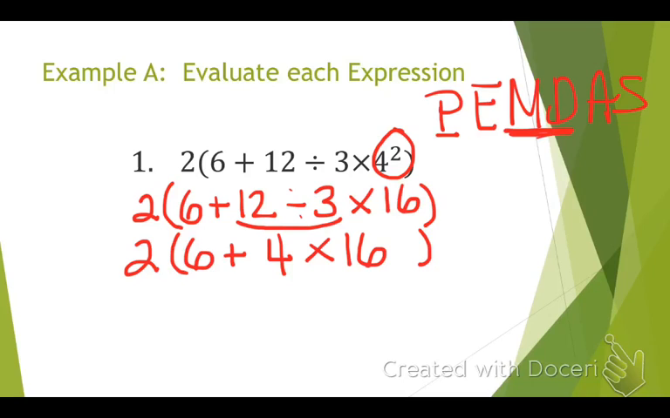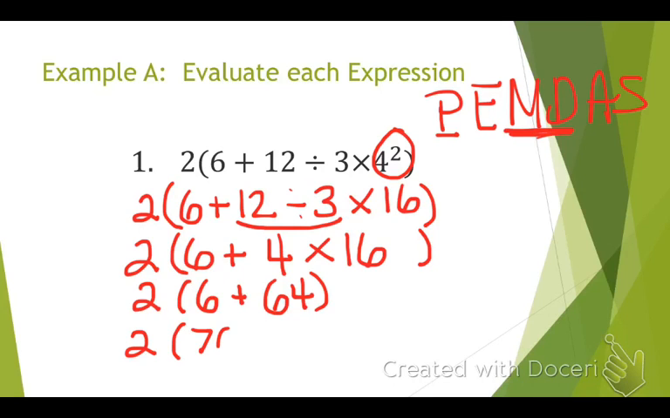Next, I still have grouping symbols. Multiplication is stronger than addition, so 4 times 16 would be 64. Now I have 2 times 6 plus 64 would be 70 to get a final answer of 140.